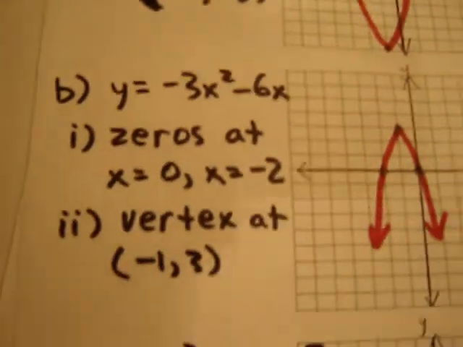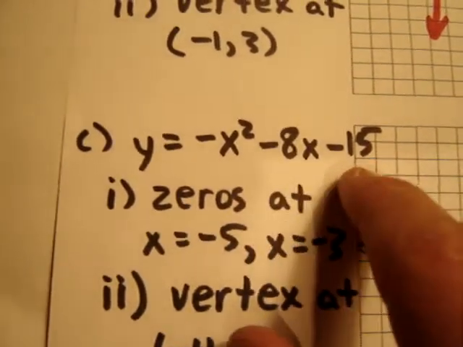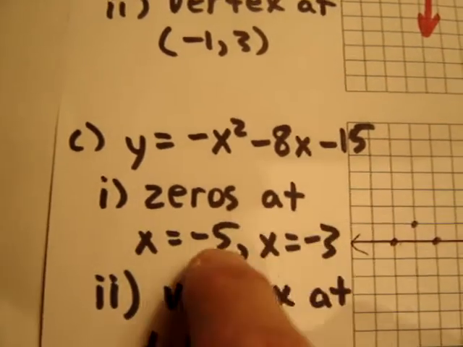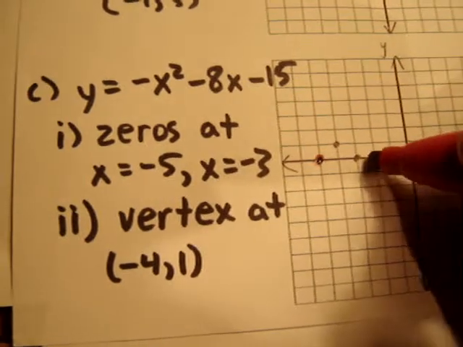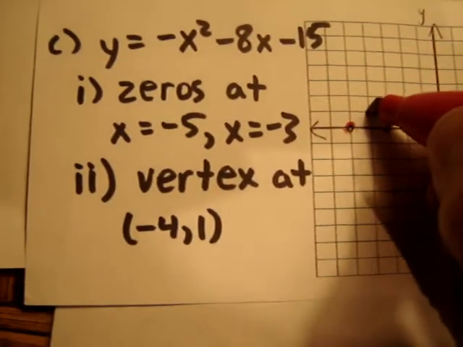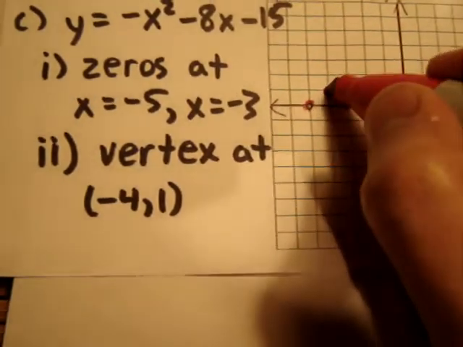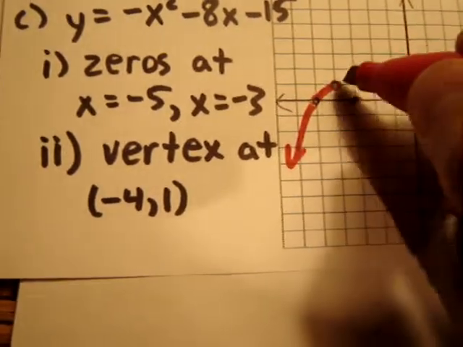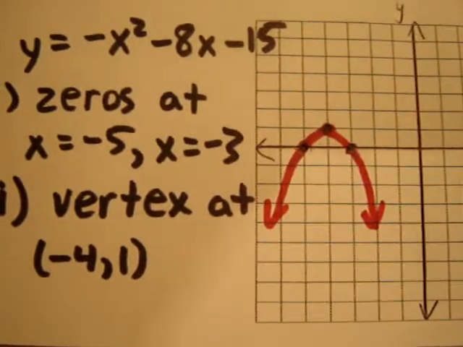Alright, well, we're now going to summarize all this on a sheet of graph paper. y equals negative x squared minus 8x minus 15 is a parabola with zeros at negative 5 and negative 3, and a vertex at negative 4, 1. And if we now want to graph this parabola, we simply extend out the branches of the parabola accordingly.